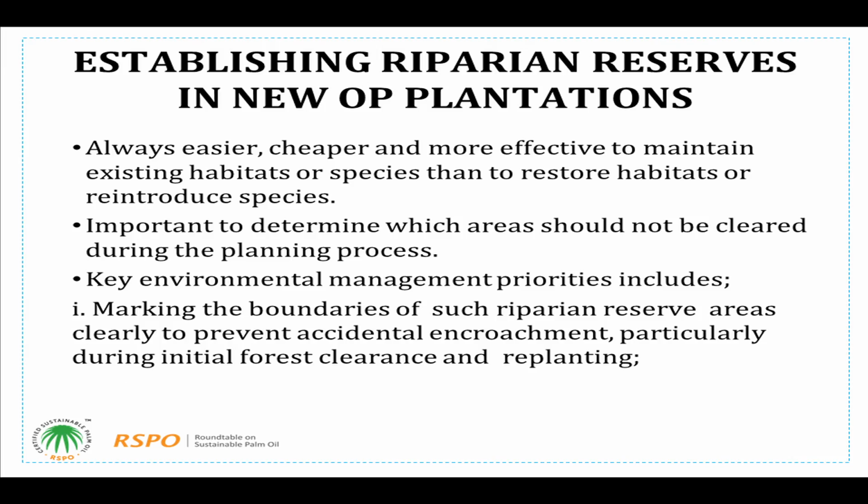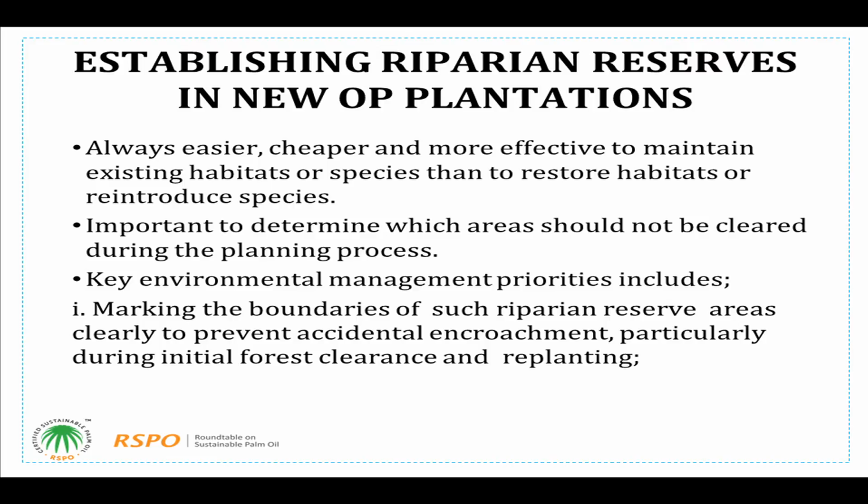Sorry, the upper part is missing. This document also provides guidance on how to establish riparian areas on new oil palm plantations. The general environmental rule is that it's always easier, cheaper, and more effective to maintain existing habitats or species than to restore habitats or introduce species. That is why before a new development takes place, it is very important that all these riparian areas are identified and not cleared.